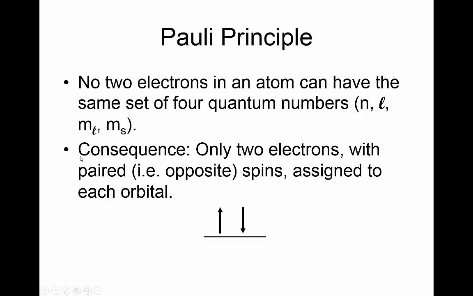So as a consequence of this principle that you can't have 2 electrons with the same set of 4 quantum numbers, only 2 electrons with what we call paired spins can be assigned to each orbital. Paired spins means opposite. So we have one spin represented by this up arrow, plus 1/2, and one spin that's down, minus 1/2. Once we've got one of each, one up and one down, we can't put another electron into that same orbital, represented by this little horizontal line here, because it will have the same set of 4 quantum numbers as another electron. And Pauli said we can't do that.